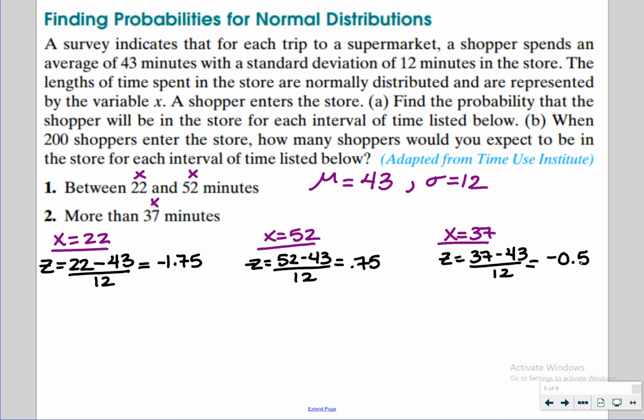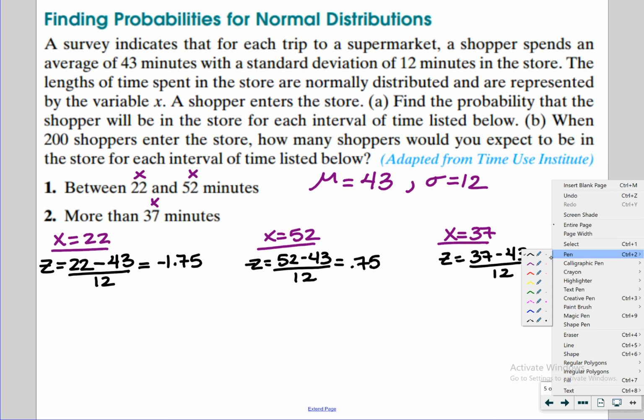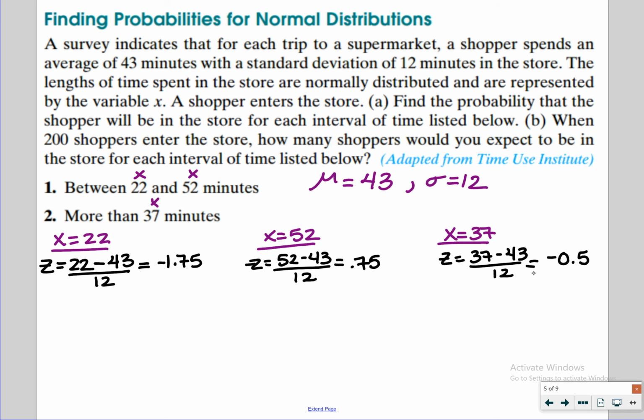Okay. So once I have a Z-score, I'm going to find the cumulative area on my chart that goes with each of those. And you can label it with an A if you want to keep everything straight where all these numbers are coming from. Cumulative area, area to the left of each of these values. All right, so negative 1.75 gives me 0.0401.